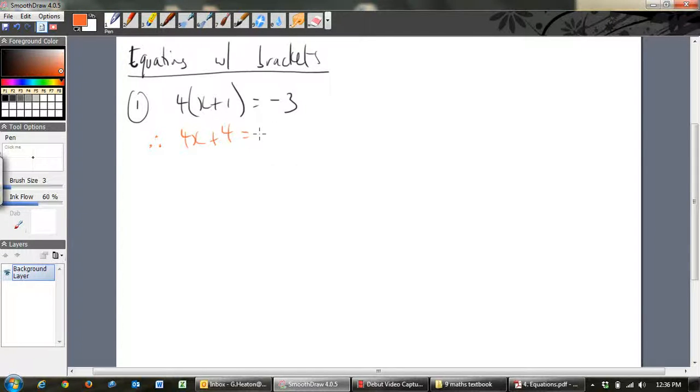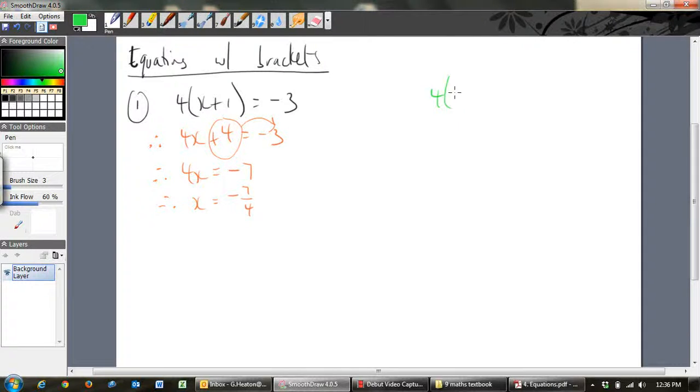so you get 4x plus 4 equals negative 3. So we've expanded that bracket, and now you can just solve it as per normal. You can move this positive 4 to the other side, so you get 4x equals, now if positive 4 goes to the other side it becomes negative 4, so minus 3 minus 4 is minus 7, and then to get rid of that 4 in 4x, when times by 4 goes to the other side it becomes divide by 4, so we get negative 7 over 4.